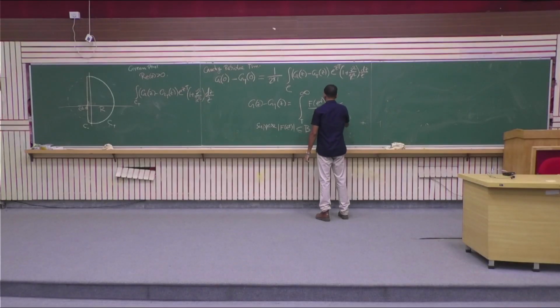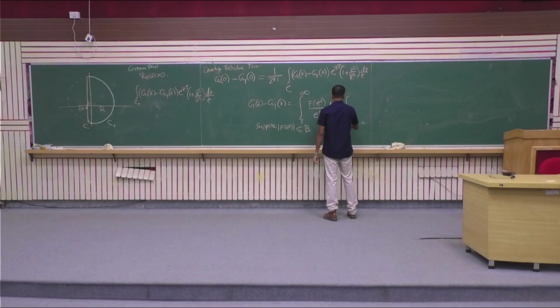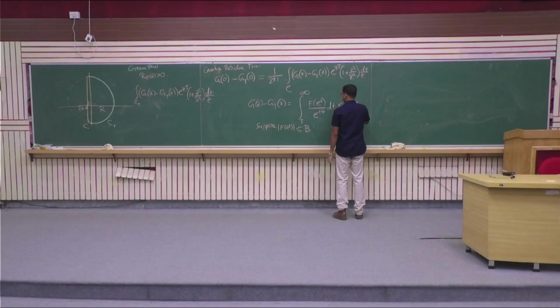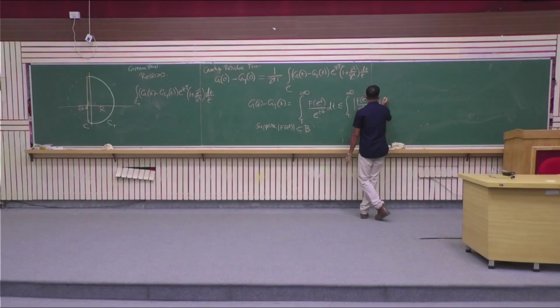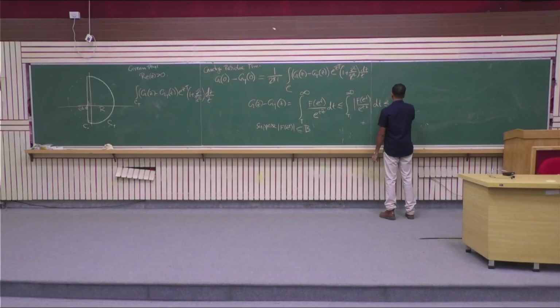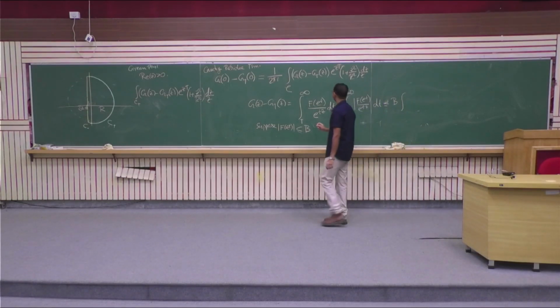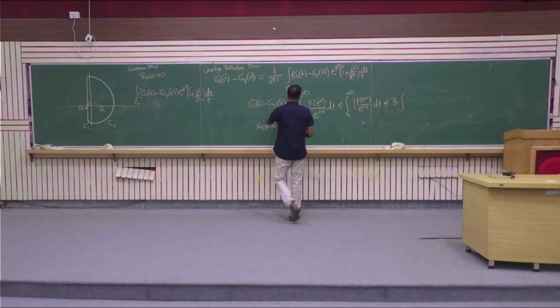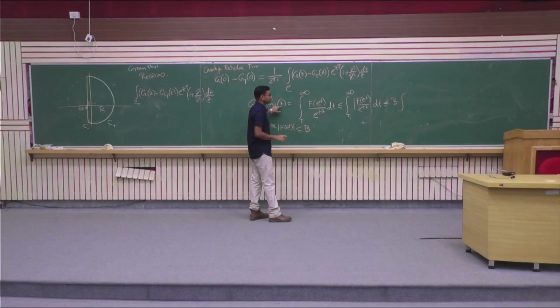So this one is bounded by the integral from t to infinity of f e to the power tz dt, which is also bounded by, because this is bounded by b, so this is bounded by b times... Z is a complex valued number, yes, of course.